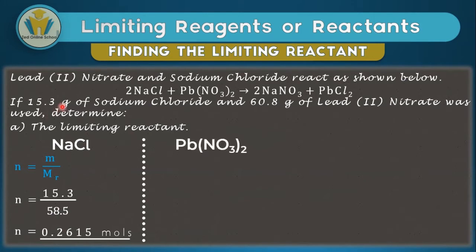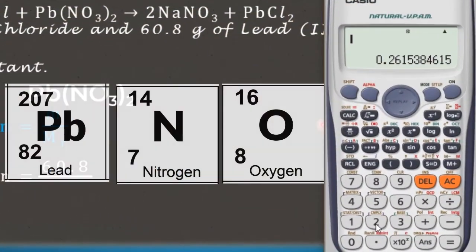Now let's do the same for lead 2 nitrate. 60.8 is the mass, and now our job is finding the molar mass. The molar mass for lead is 207, so we're going to add it to the mass of nitrogen in this compound. As you can see, we've got 2 molecules of nitrate, therefore we've got 2 nitrogen atoms. Hence 14 times 2 gives us that 28.